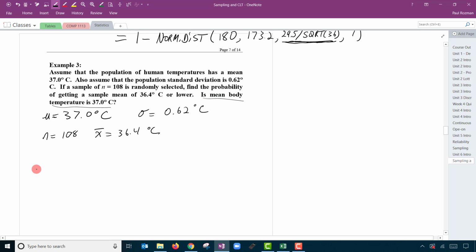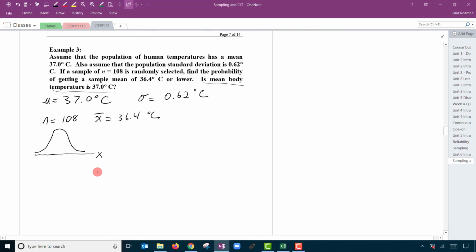One way we could do that is, determine the probability. They're saying it's 37, and we're assuming it's a bell curve. Now we're into X bars. The middle would still be 37, and our value is 36.4.